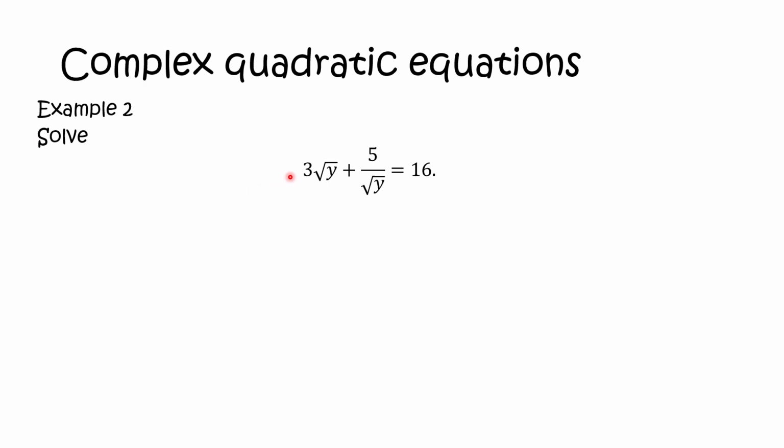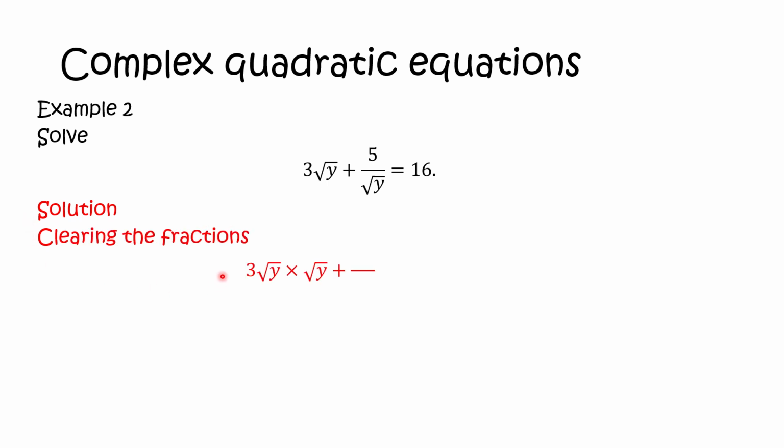Let's take a look at example 2. Solve 3 times root y plus 5 over root y is equal to 16. The solution. We would need to clear the fractions first by multiplying by the denominator throughout. So we are going to have 3 times root y times root y plus 5 over root y times root y is equal to 16 root y.